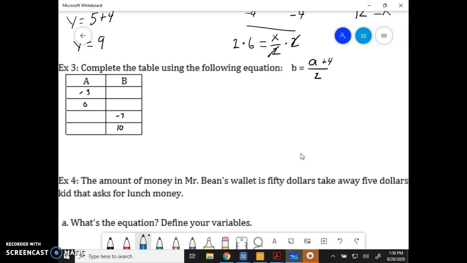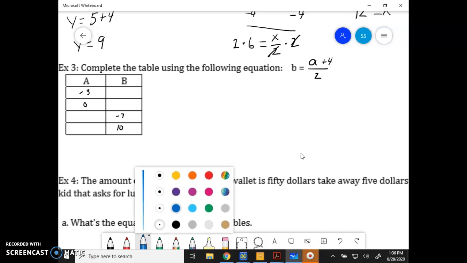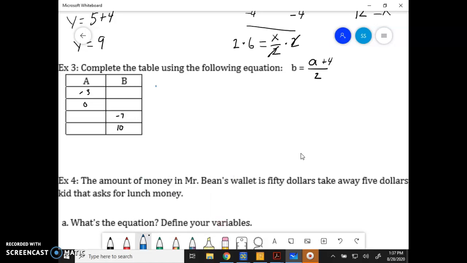Let's switch up the ink here. Let's do blue. For the first one, to figure out this column, we need to just plug in the a's. So b is equal to negative 3 plus 4 over 2. We can just solve this. Negative 3 plus 4 is 1 over 2. So b is equal to 1/2.